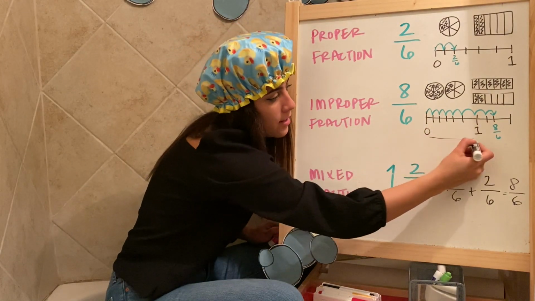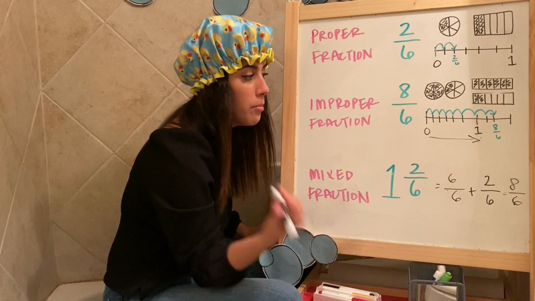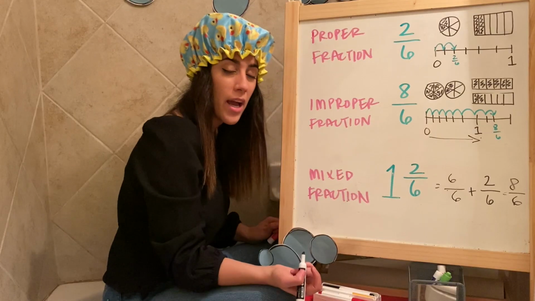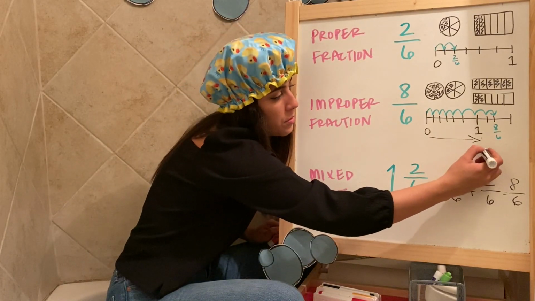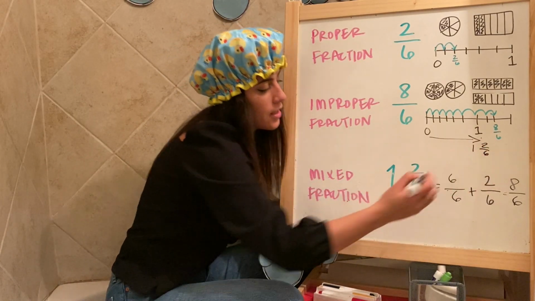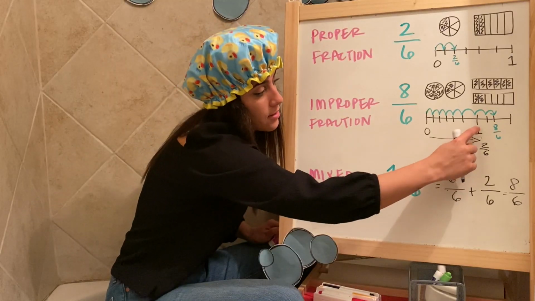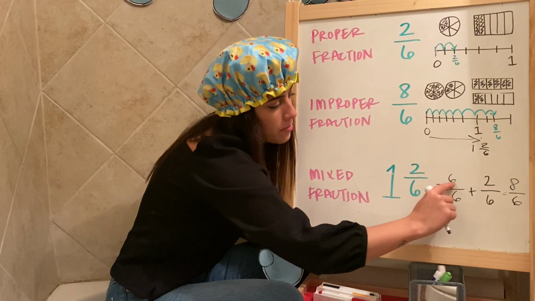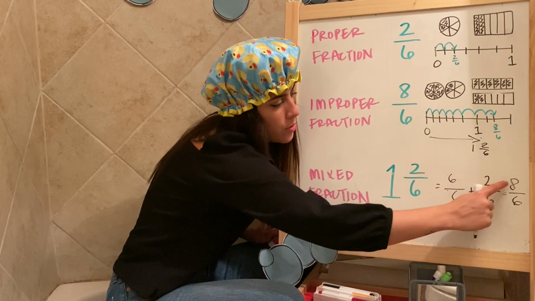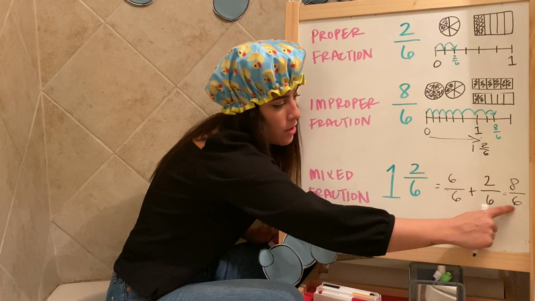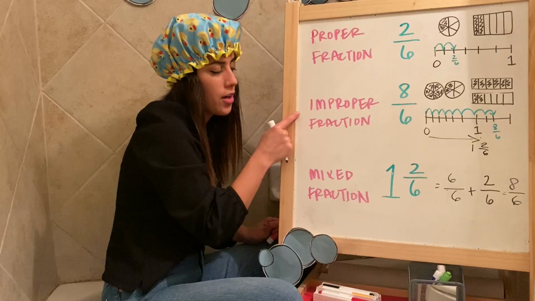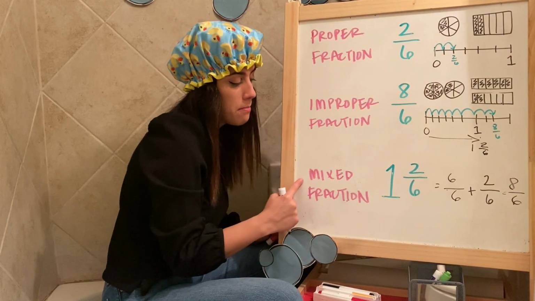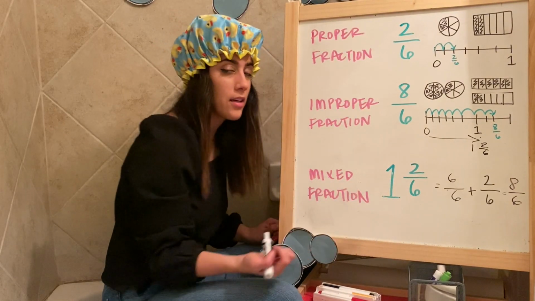I went past the 1. I have a whole number already, and I have 2 more out of 6. So right here would be 1 and 2/6. Look at that. I have 6 out of 6 from the 1 plus the 2/6 more. If I'm adding up the numerators only, 6 plus 2 equals 8. It's 8 over 6. That is an improper fraction, or I can represent it as a mixed fraction and say it's 1 and 2/6.